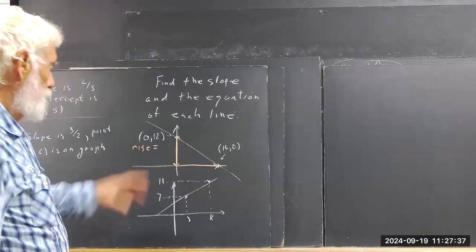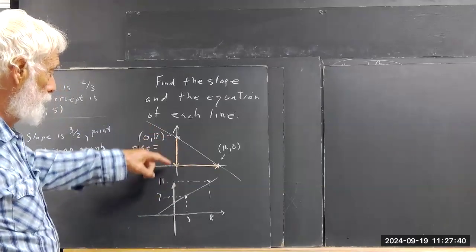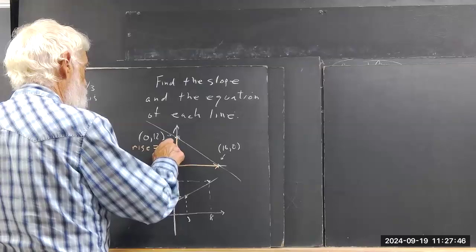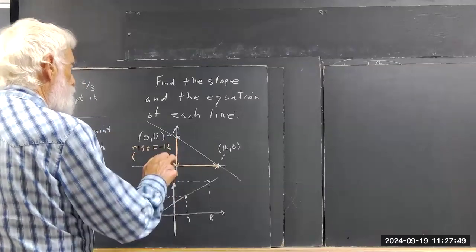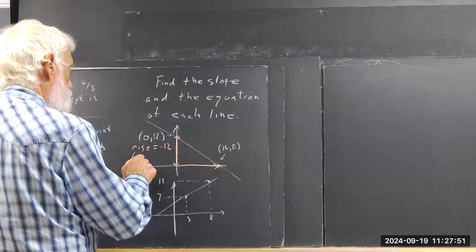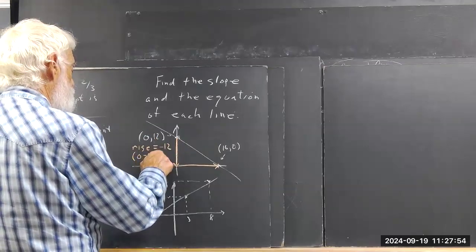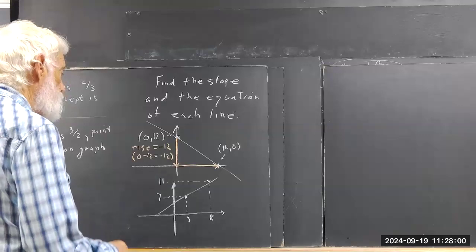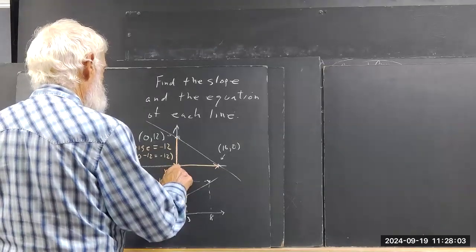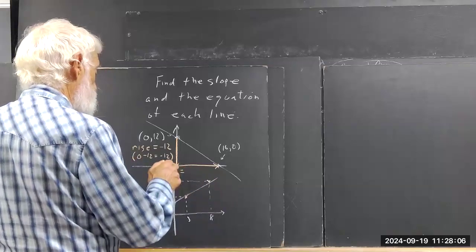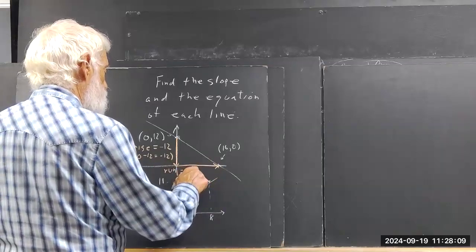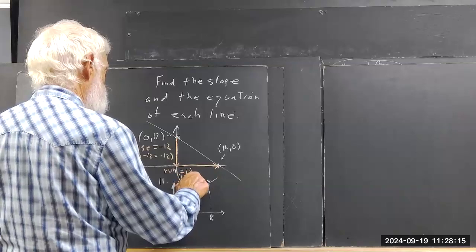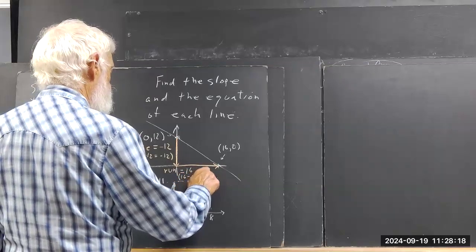What's the rise? Well, these are intercepts. It's pretty easy. The rise is from 12 down to 0, right? That would be negative 12. And the calculation is this point minus this point. The y coordinate is 0 minus 12 equals negative 12. So put that calculation in parentheses. The run is clearly 16. You're going from x equals 0 to x equals 16. Okay? And in parentheses, 16 minus 0 equals 16.